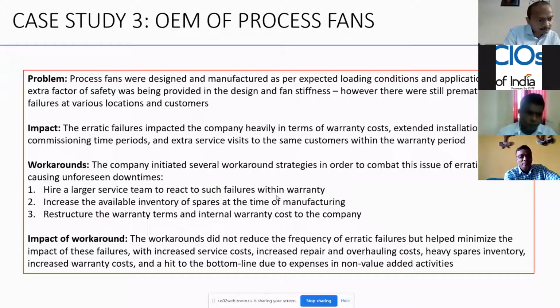No problem. So the third case study, I just wanted to give you a perspective of what OEMs are doing. OEMs are the actual original manufacturers of these motors and fans and other equipment. The problems that are typically faced in brownfield projects post warranty are the same problems within warranty that are faced by the OEMs. If there's a failure, if there's an issue in the warranty period, it is at the cost of the OEM.